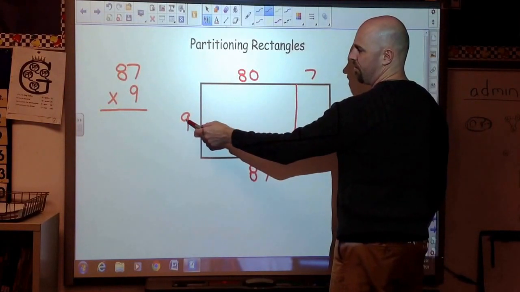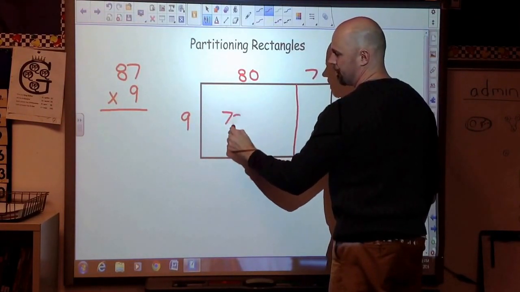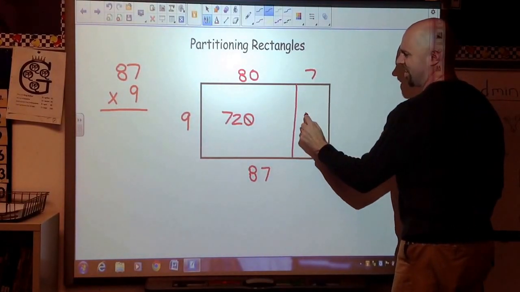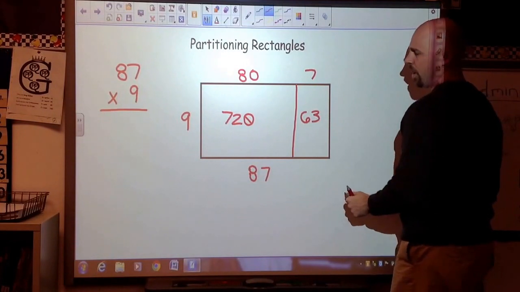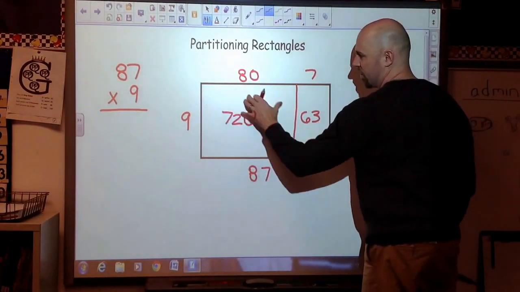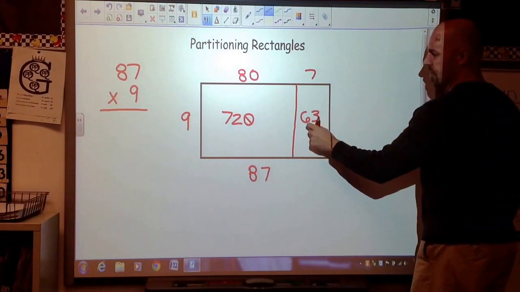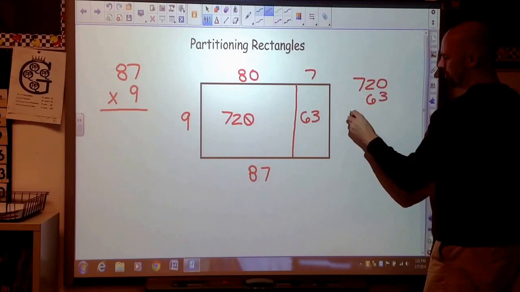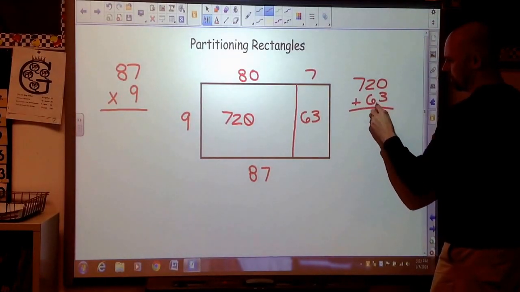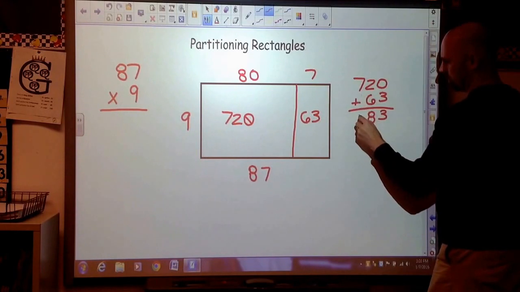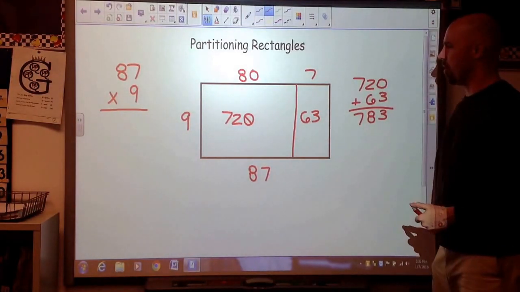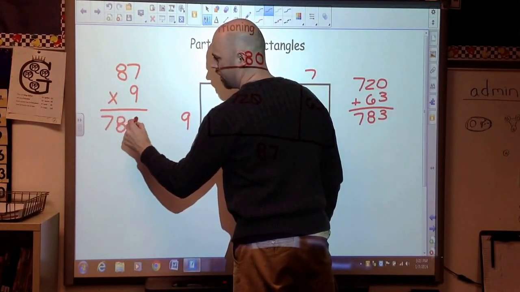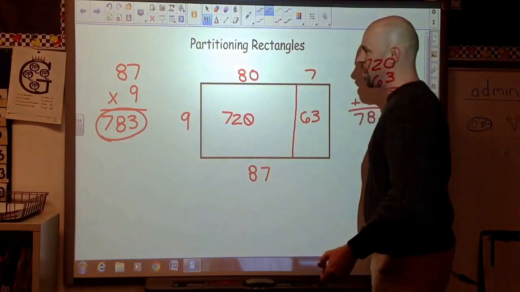Now I've got to do my 2 math facts. Well, this is an extended math fact. 9 times 8 is 72, with an extra 0 at the end. 9 times 7 is 63. And if I want to know how many total squares, well, there's 720 squares inside here. There's 63 squares inside here. Total, 783 square units. So if I was doing that math problem, 87 times 9, the answer is 783.